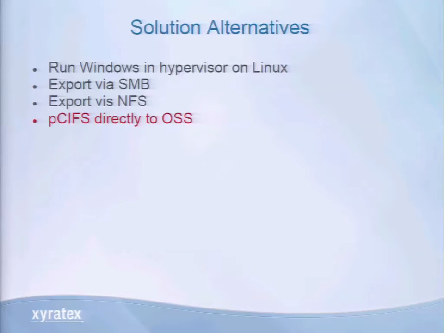So there's a couple alternatives that have been considered. Like I was talking about earlier, people do run Windows in a hypervisor on Linux, and it works. You can export via SMB or via NFS just fine. So these are alternatives that people have thought about.